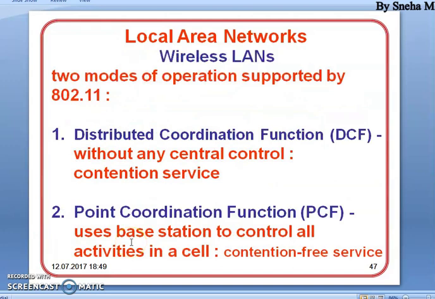As stated earlier, there are two major protocols in the 802.11 MAC layer. This first one is distributed coordination function, which doesn't have any central control, so it is a contention service. The other one is point coordination function, PCF. It uses a base station to control all activities in a cell. That means it uses an AP, and it has a contention-free service.